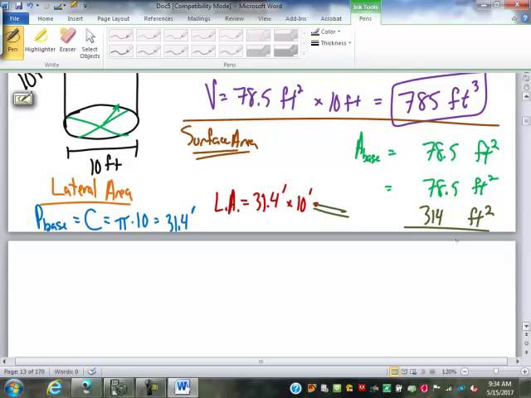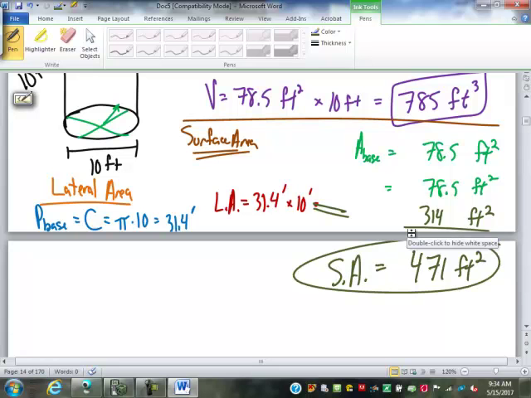So what do we have there? 157, 471 square feet is my total surface area. So surface area of 471. What do you think? Good? Good.